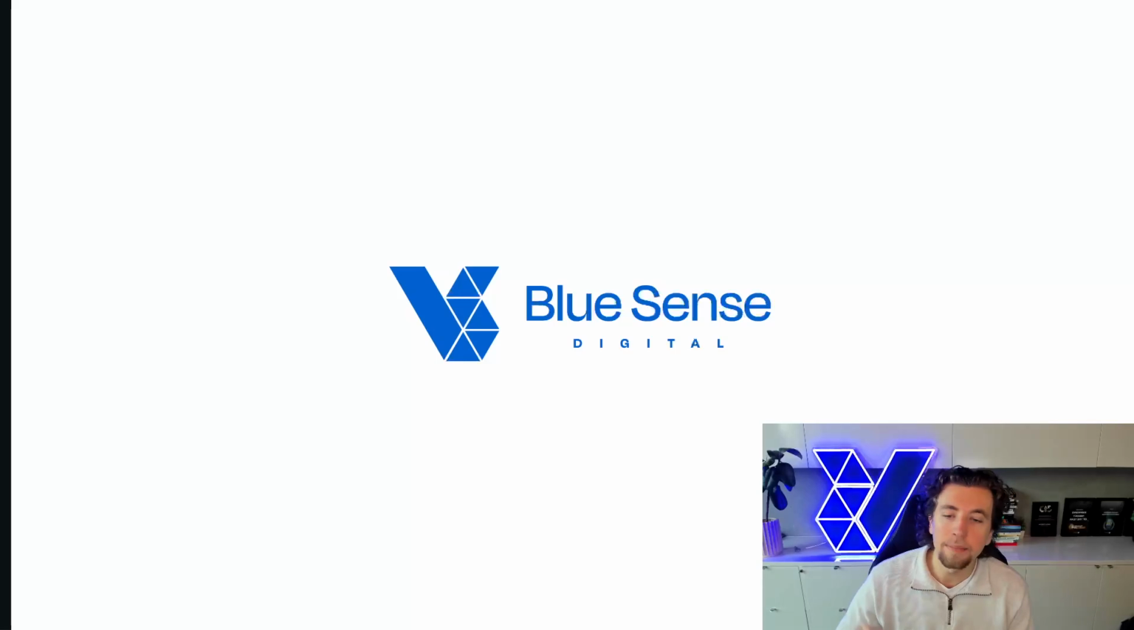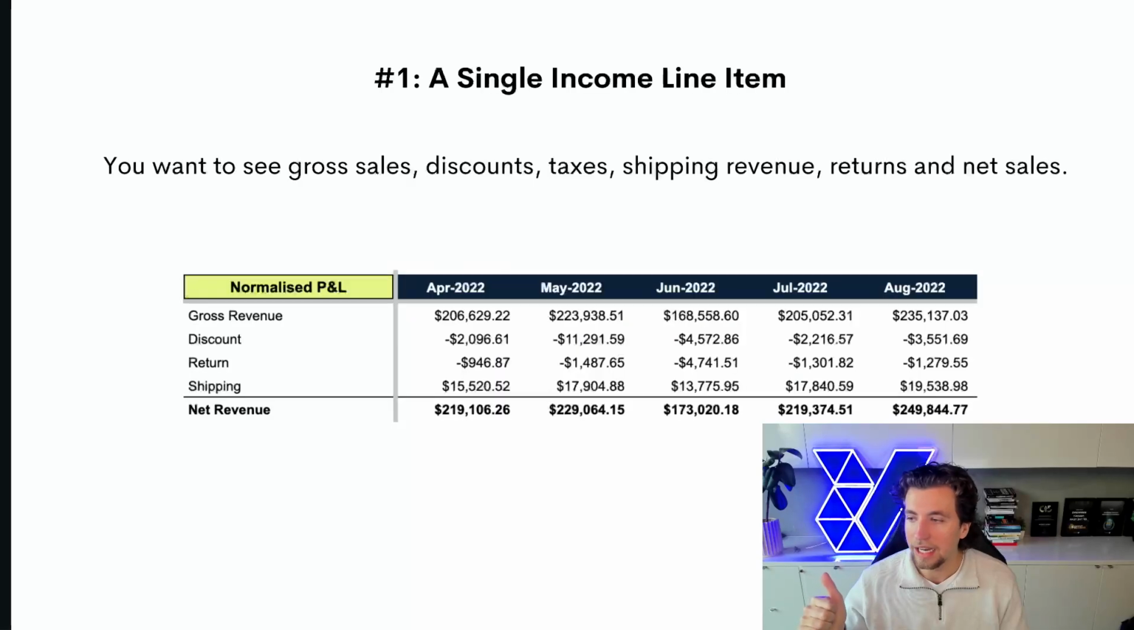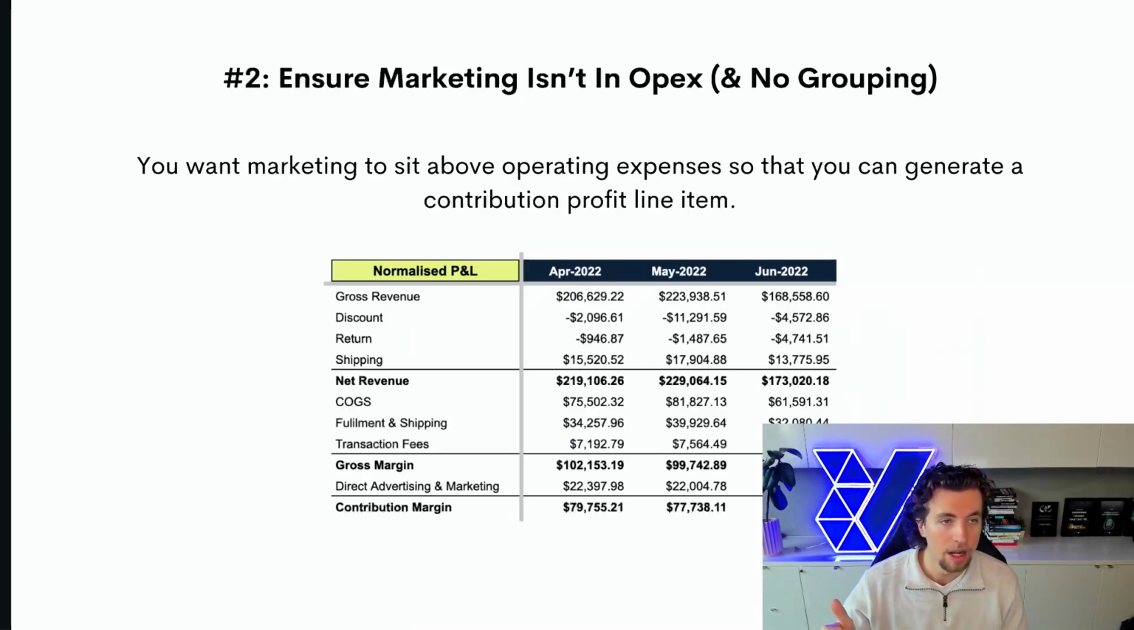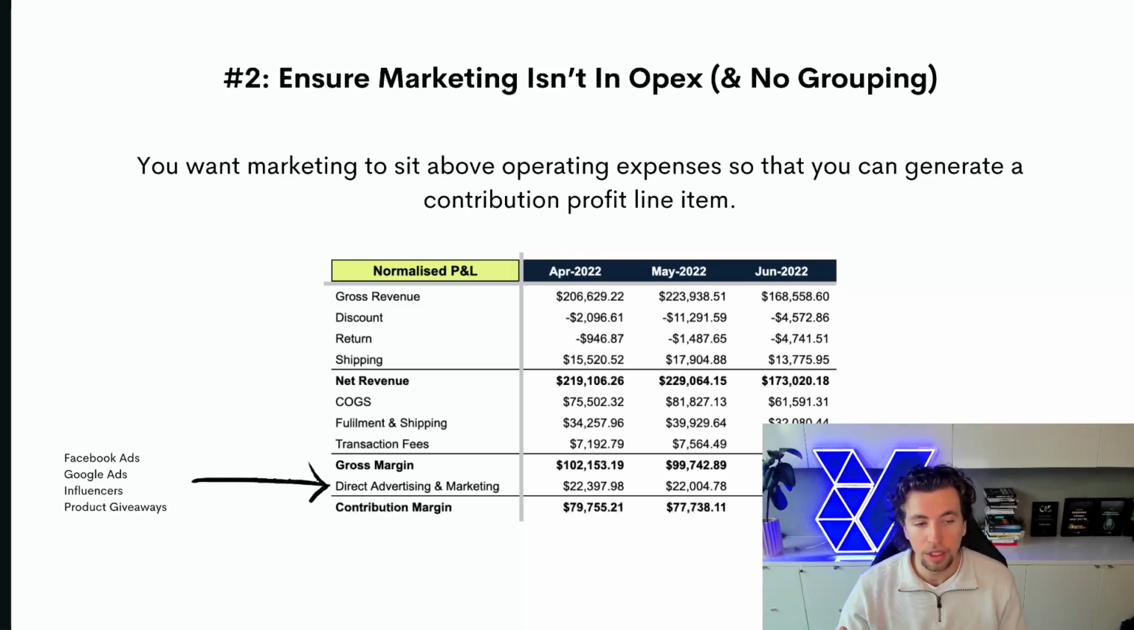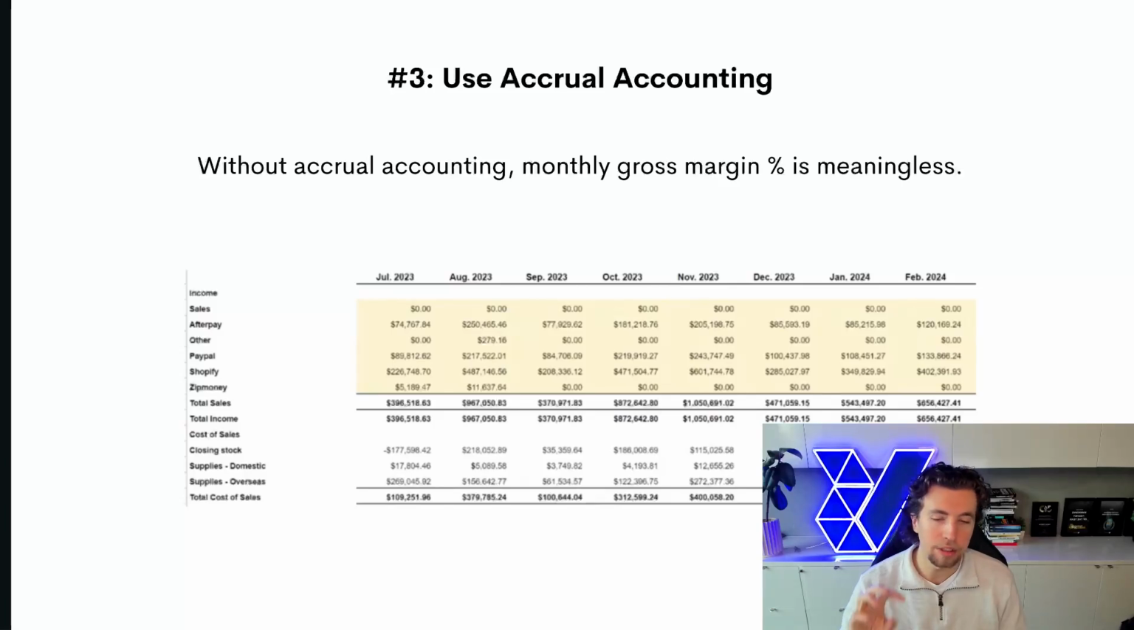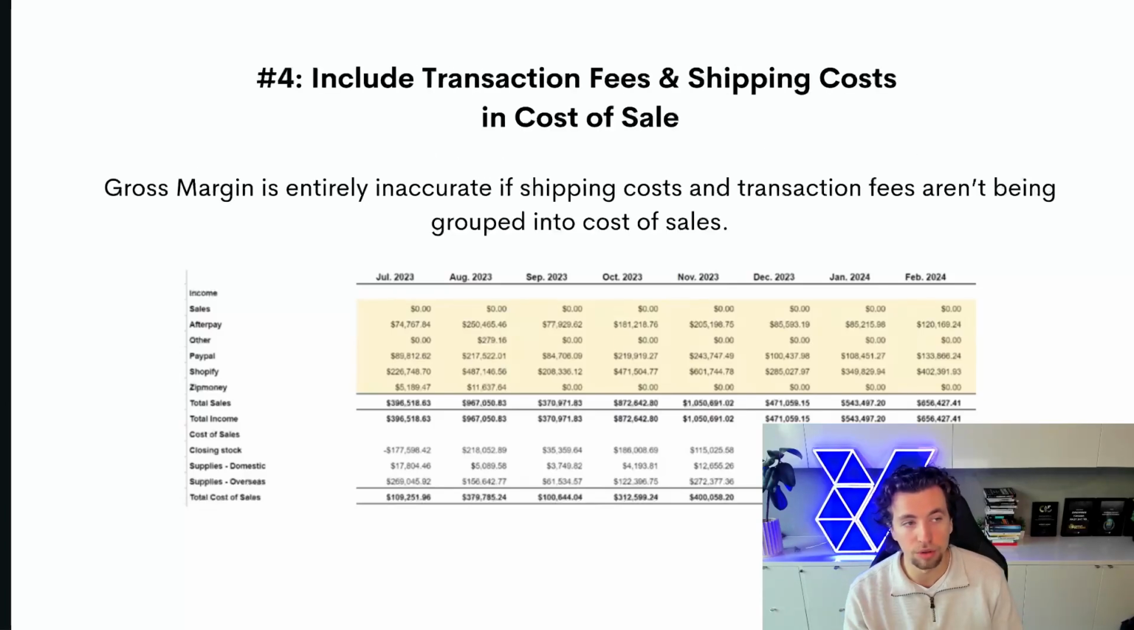Once again, you're likely making 2 to 3 of these mistakes that I've gone through in this video. To recap, mistake number 1 is a single income line item. Number 2 is ensuring that marketing isn't in Opex so that you have a contribution margin report line and you don't go ahead and group direct marketing and advertising. Make sure that you're using accrual accounting if you're a business over $1 million a year rather than cash accounting so that you have more accurate gross margin figures.